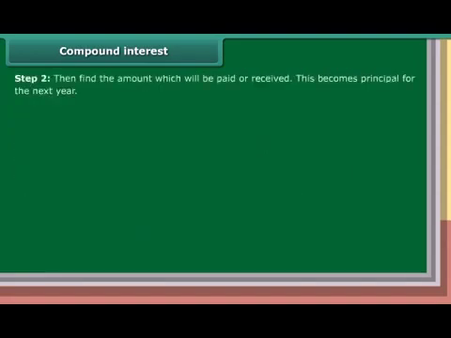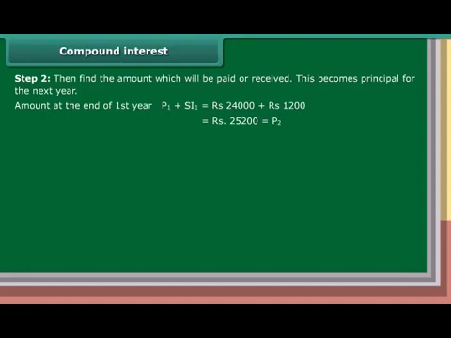Step 2. Then find the amount which will be paid or received. This becomes principal for the next year. Amount at the end of first year is equal to P1 plus SI1 is equal to rupees 24,000 plus rupees 1200 is equal to rupees 25,200 is equal to P2.